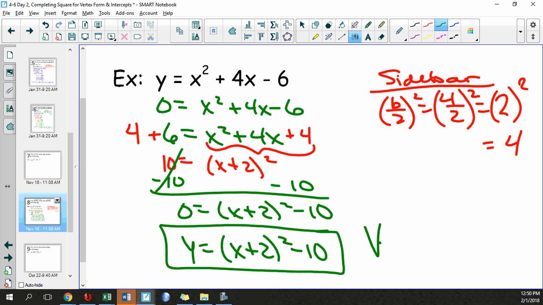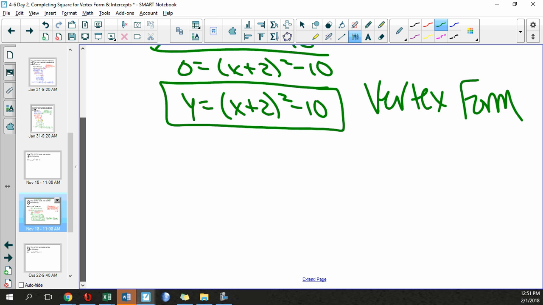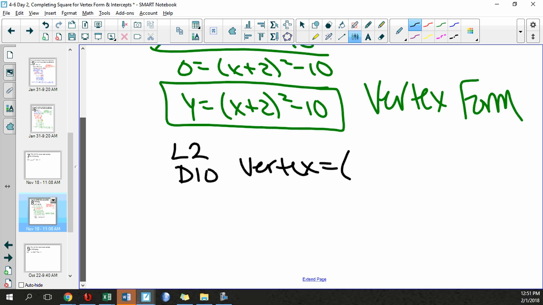This is your vertex form. Up, down, left, right, stretch, compress, reflect. What's happening to this thing? Left 2, down 10, so that implies my vertex is what ordered pair? (-2, -10). Done. Make sense? See, I told you I saved the easy part for last.